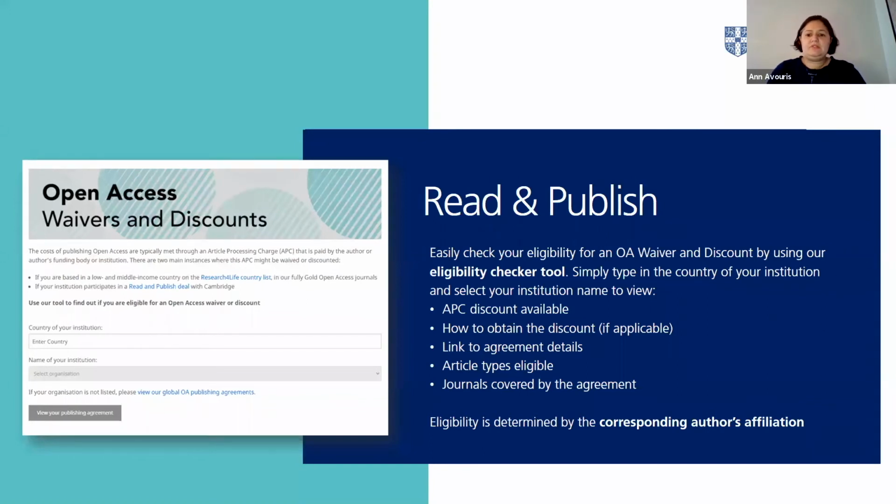It is important to note that to be eligible for a Read and Publish discount or waiver, the corresponding author must be based at a Read and Publish institution. Only the affiliation of the corresponding author will determine eligibility. As a reminder, the corresponding author is the person who handles the manuscript and correspondence during the publication process, has the authority to act on behalf of all co-authors in all matters pertaining to publication, and who acts as the point of contact for any inquiries after the paper is published.